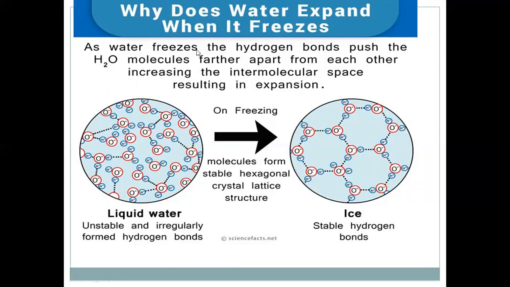As water freezes, the hydrogen bonds push the H2O molecules farther apart from each other, increasing the intermolecular space, resulting in expansion. So as you see, the hydrogen bonding arranges the molecules when liquid water freezes and becomes ice. So the expansion happens here in the opposite way. When liquid water changes into ice, the volume of the ice increases, so the expansion happens.